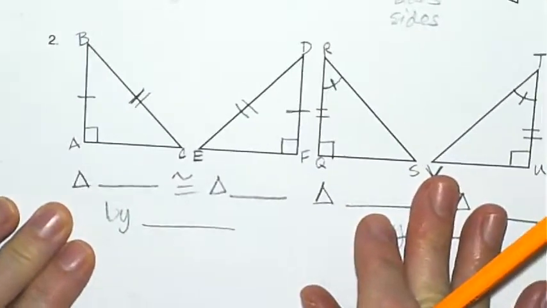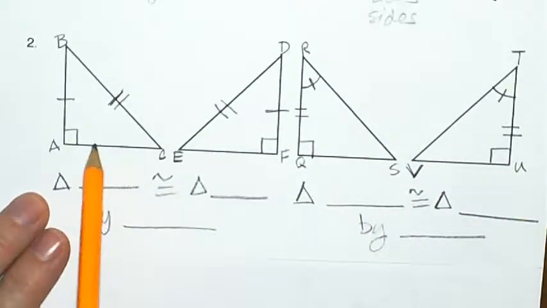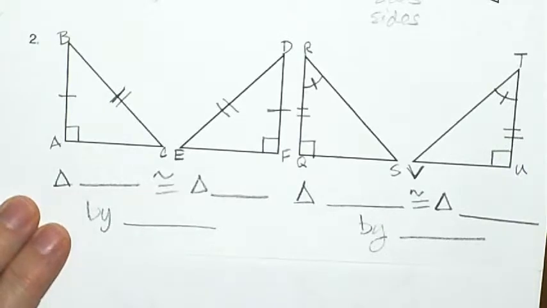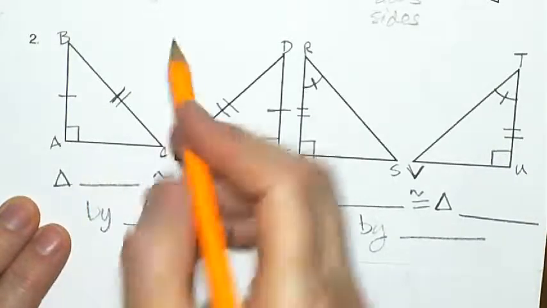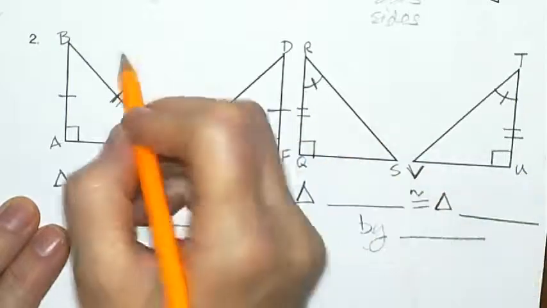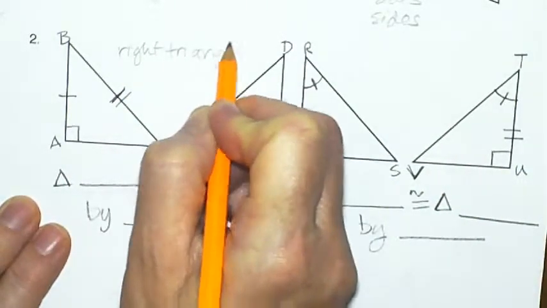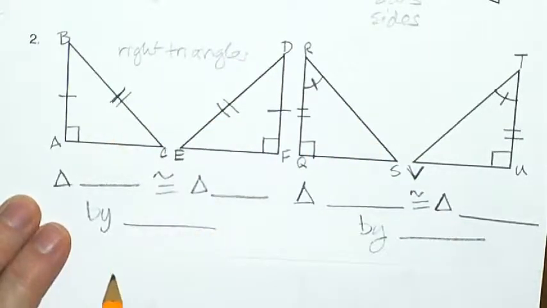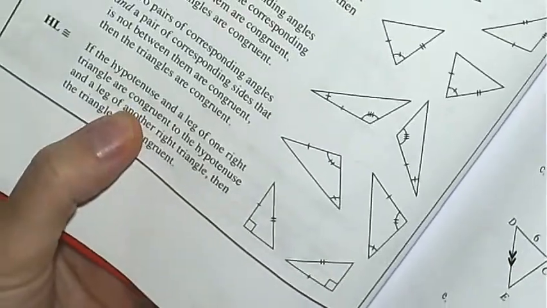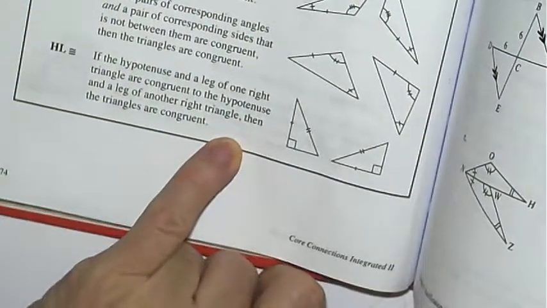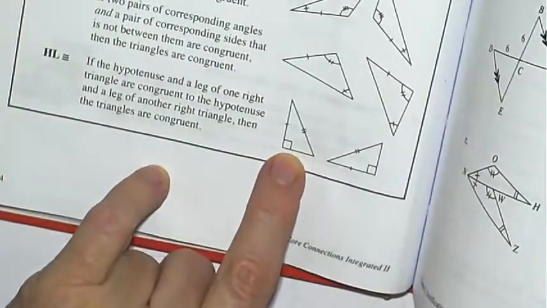Okay, so number 2, we have two right triangles right there. That should make you think, oh, this might be hypotenuse leg. So I've got a pair of angles that are congruent, and I'm noticing that these are right triangles. Right there, I'm going to say, is this hypotenuse leg? Hypotenuse leg says if the hypotenuse and a leg of one right triangle are congruent to the hypotenuse and a leg of another right triangle, then the triangles are congruent.